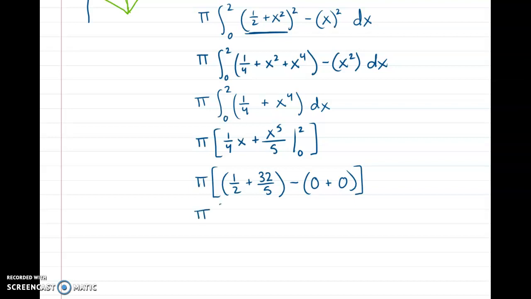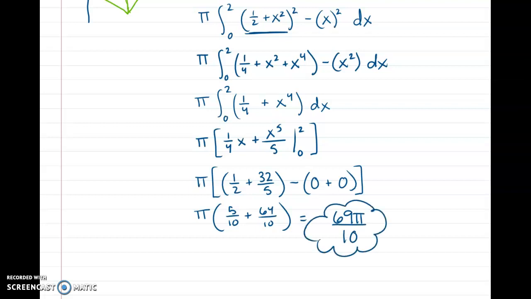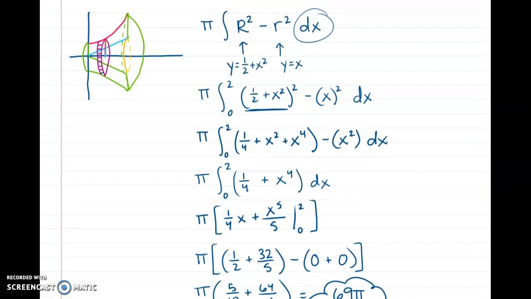So we get pi. I'm going to make this in tenths because that's a good common denominator. 5/10 plus 64/10. So pi times 69/10, which is 69 pi over 10. And this is the volume of our beautiful shape up here with the hole in it.